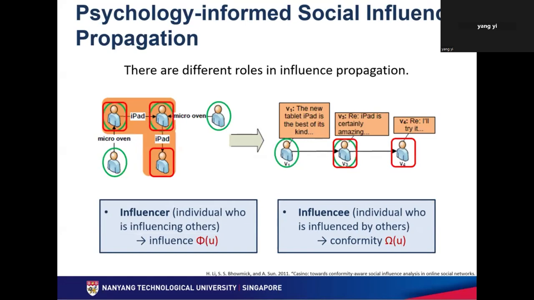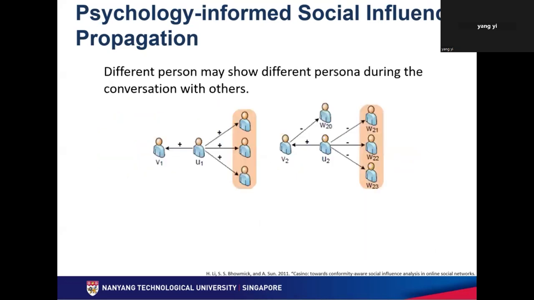Recall we have already known this kind of phenomenon can be attributed to a separate reason, which is called conformity. So we can try to use another function to quantify the conformity of these nodes. Suppose we use omega u to denote the conformity for the user. So for each node, we have two score functions: one for influence, or influencer, and one for conformity.